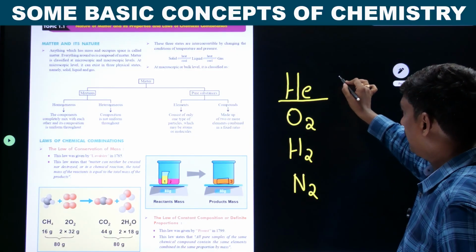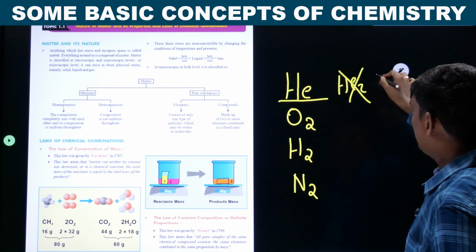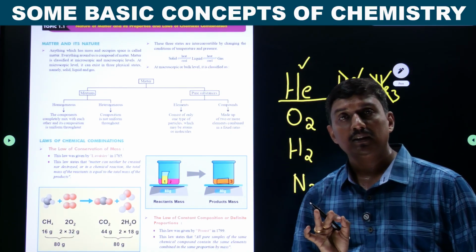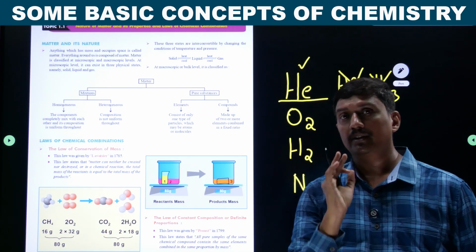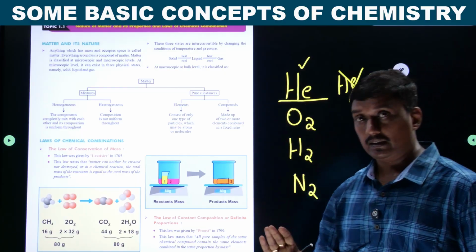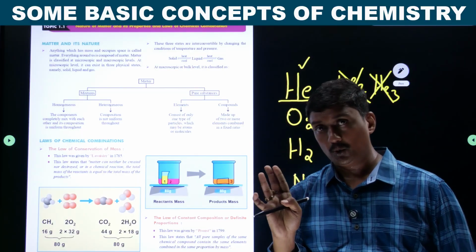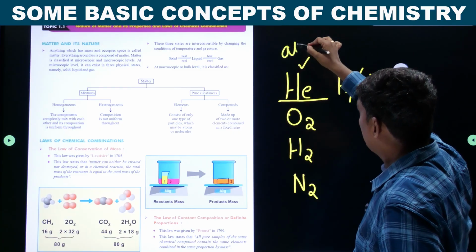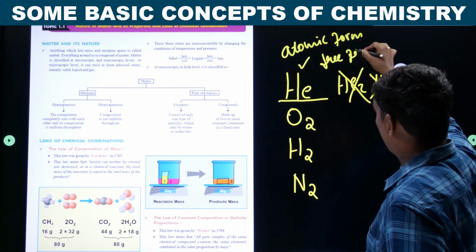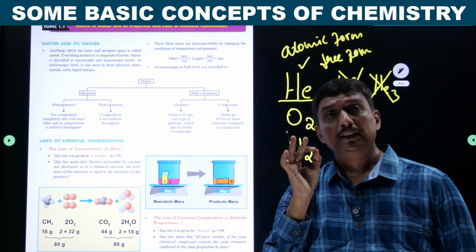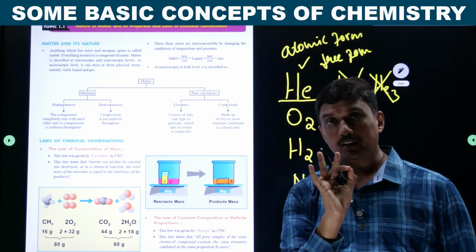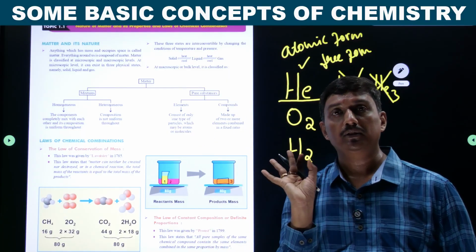I have not written He2 or He3. Simply I wrote He. Why? The reason is simple. Helium is a gas that does not combine with other helium atoms to give He2. It is said to be atomic form or free form. In nature, this element exists in the form of He, not in the form of He2 or He3.